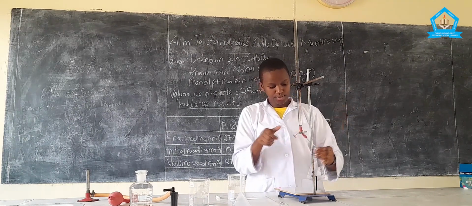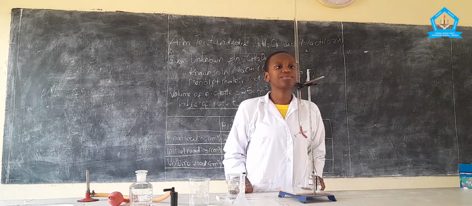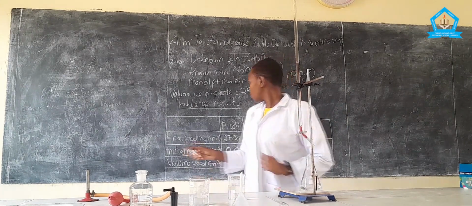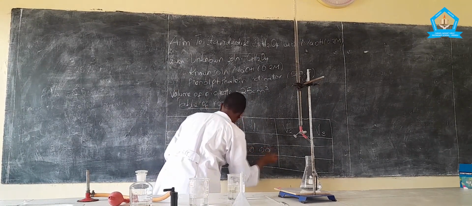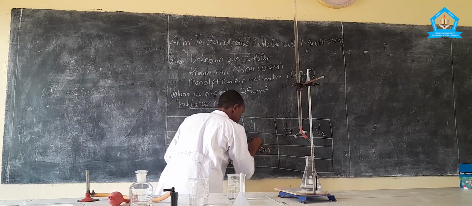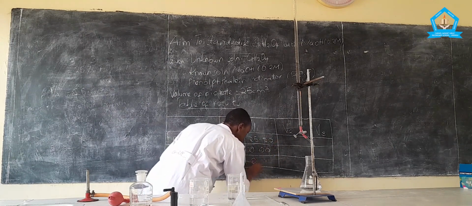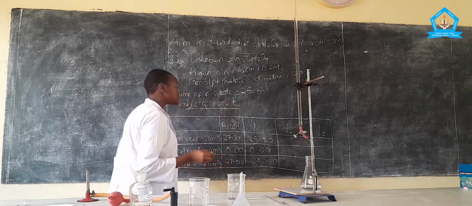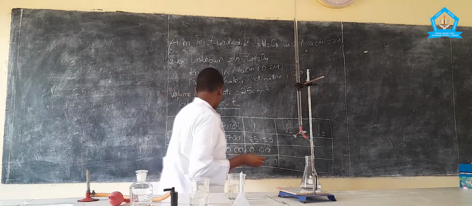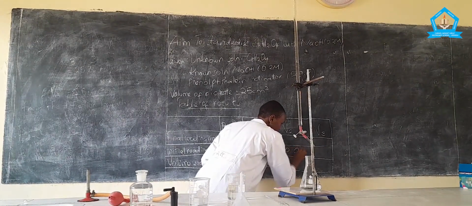There, you can see there is a color change. And our final volume is 25.5, while our initial volume was 0.00 and the final reading was 25.50. Hence the volume used was 25.50. Since we're starting from the initial mark, our initial reading will also be 0.00.